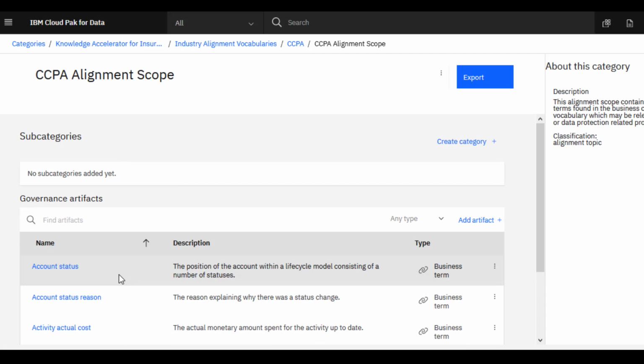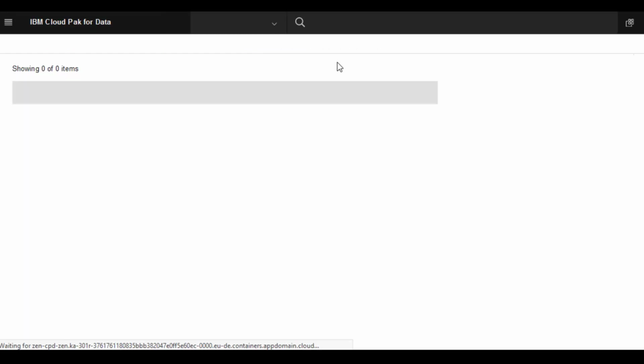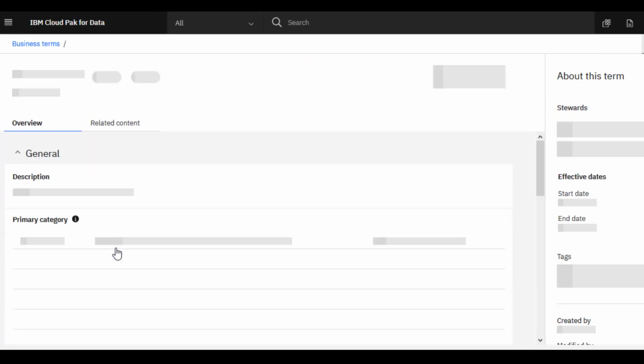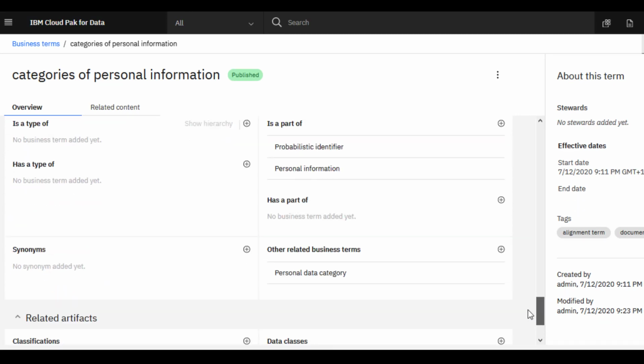Finally, there are alignment scopes, which are a collection of business core vocabulary relevant for that particular requirement. If I search for the document terms such as categories of personal information, which was found in the regulation, you can see that it is mapped back to the core business term personal data category.